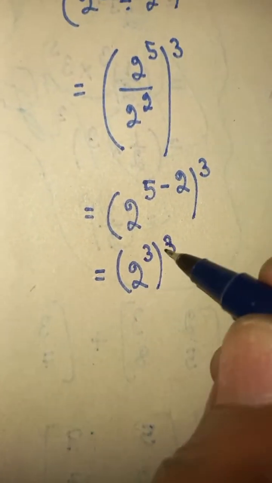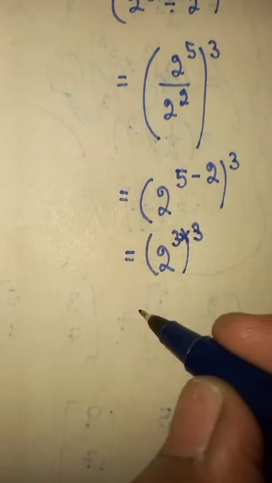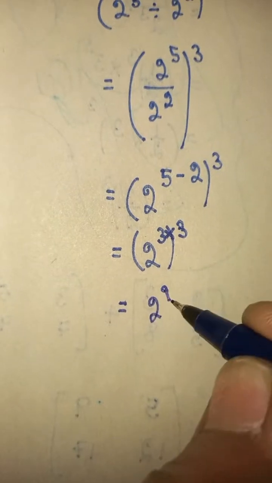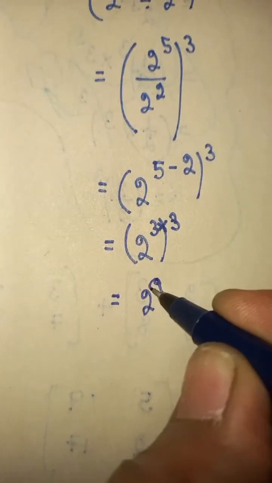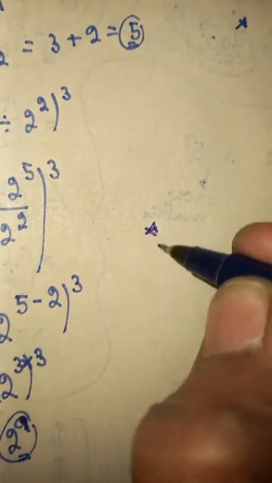And now you can multiply the powers inside and outside of the bracket. 3 times 3 becomes equal to 9. So this is equal to 2 power of 9. Let's take one more problem.